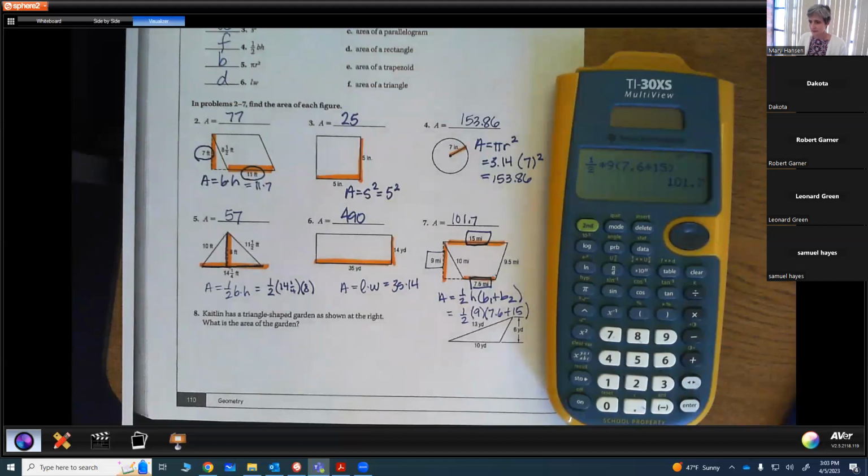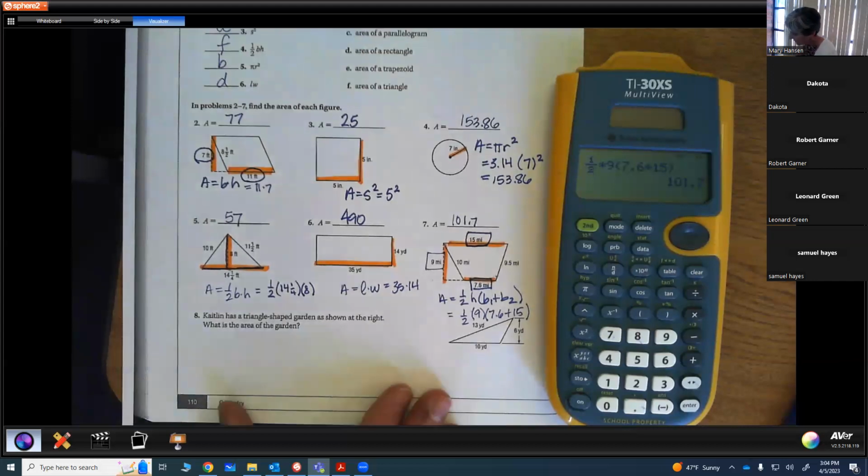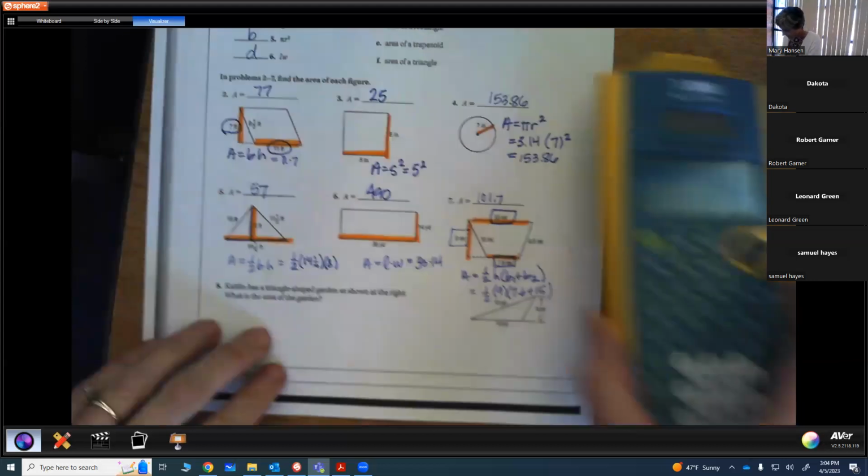Except for number 8. Number 8, I didn't even attempt it. Oh, actually, I did want to ask about that one as well. Do you have a question, Leonard? This is about number 8. I wasn't really sure about that one. What's the base on there? Is it 13 or 10?